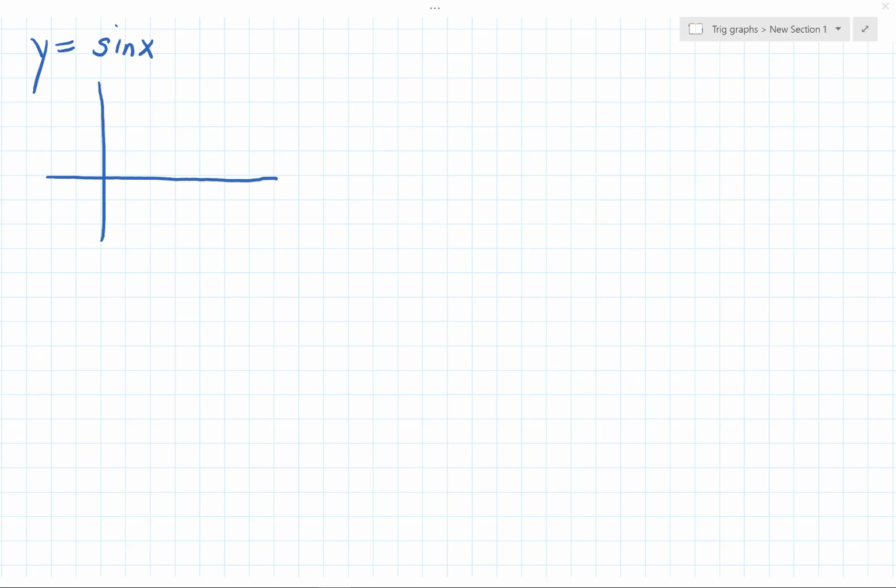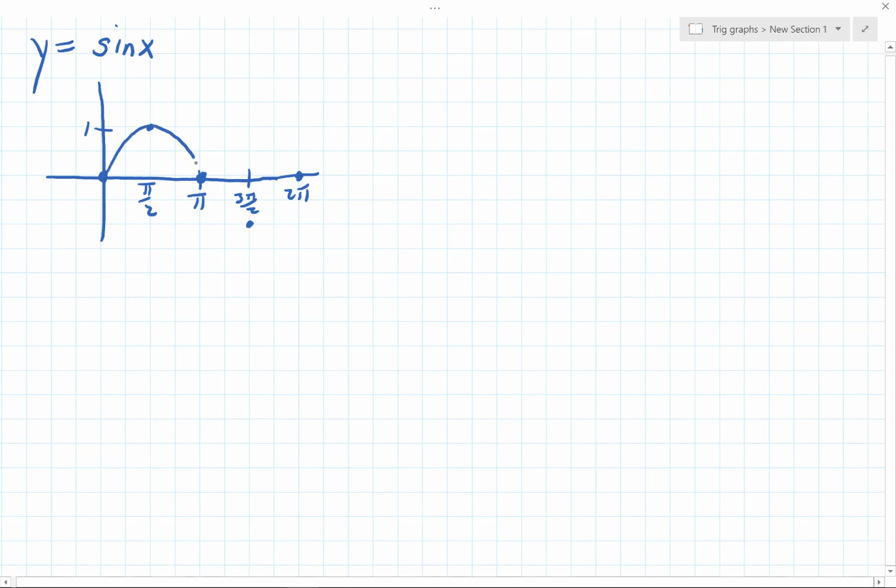Alright, so we'll start with the sine. Just from our unit circle, I know that when x is 0, the sine of 0 is 0. And when x is pi halves, the sine of pi halves is up at 1. When x is pi, the sine of pi is back to 0. When x is 3 pi halves, the sine value is negative 1. And then when x is 2 pi, the sine of 2 pi is 0.